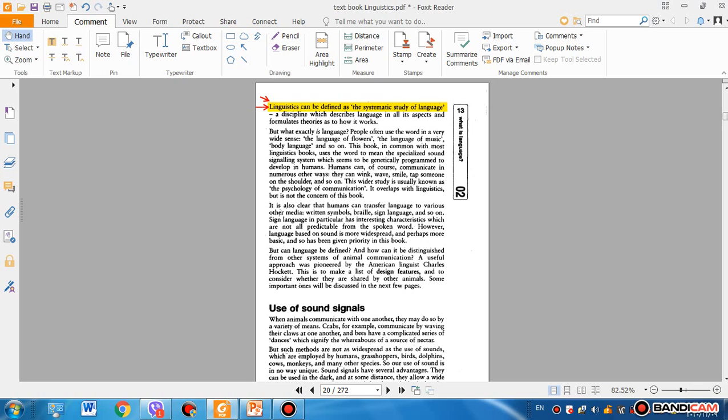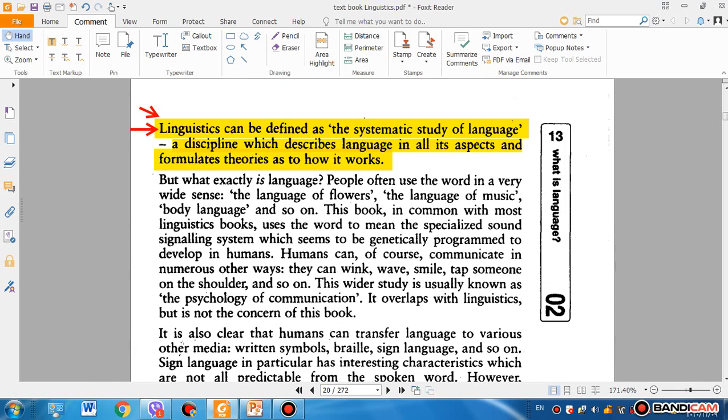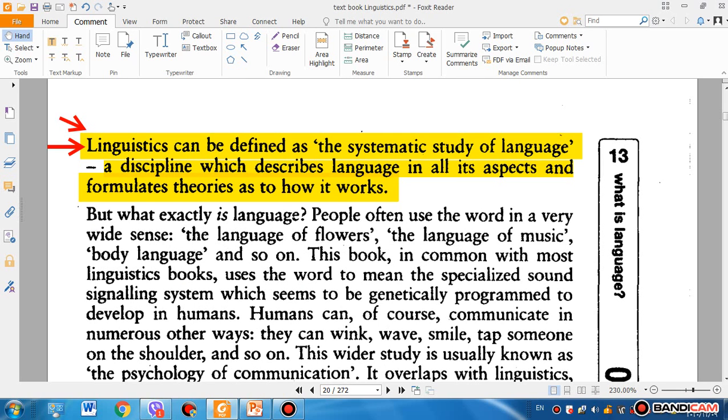Again, it gives you an extra piece of information by saying a discipline which describes language in all its aspects, and what else? And formulates theories as to how it works. Formulate means forms. Linguistics forms theories as to how it works. It means it gives you theories about the nature of language.